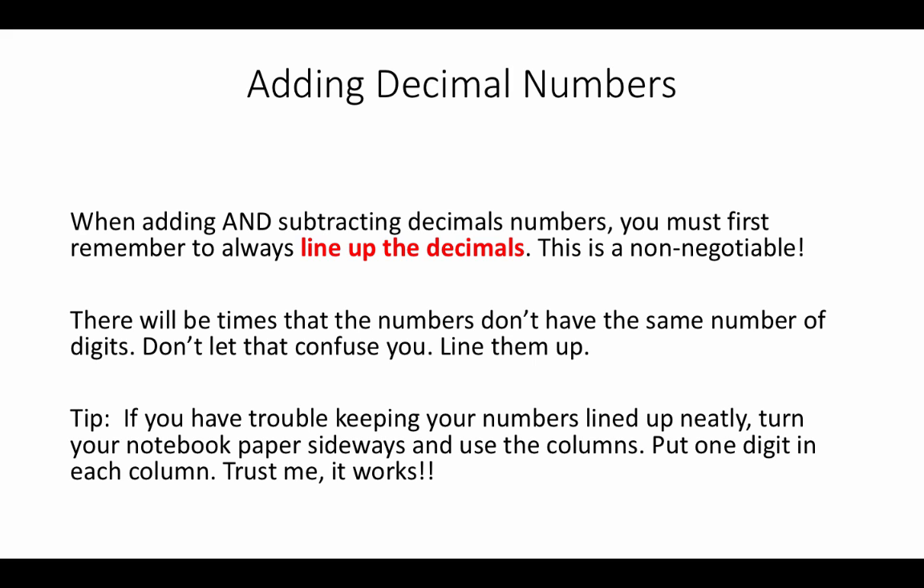I have a little tip that I've used in the past with some students. If you have trouble keeping your numbers lined up neatly, I want you to turn your notebook paper sideways and use the columns. Put one digit in each column, even a decimal in each column, and you're going to find that everything is laid out very nicely and neatly, and you can annex zeros. Just trust me on that. If you're having some trouble and your answers aren't coming out correctly, give it a try. Trust me, it really does work. And if you do that, just tell me tomorrow. I'm really interested to see if anybody gives that a go and how it goes for you.